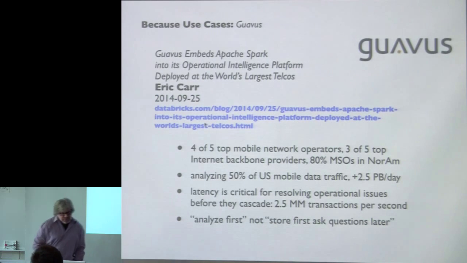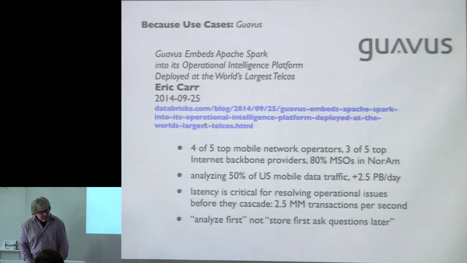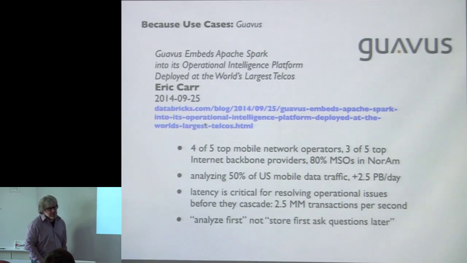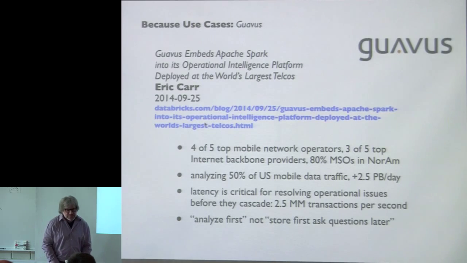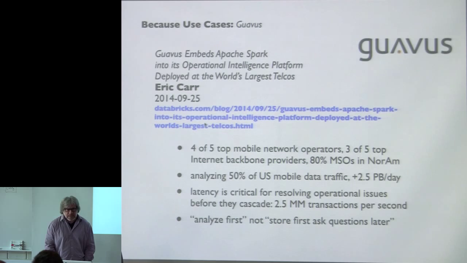Guavus is a large telco analytics company in the US. For North America, they're handling 4 out of 5 of the top mobile operators, so approximately 50% of the US mobile data traffic, and it's 2.5 petabytes a day coming into streaming apps. For them, latency is very crucial. They were able to get this running.